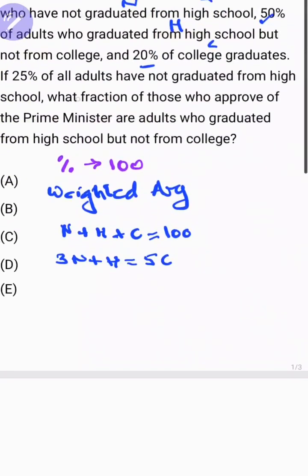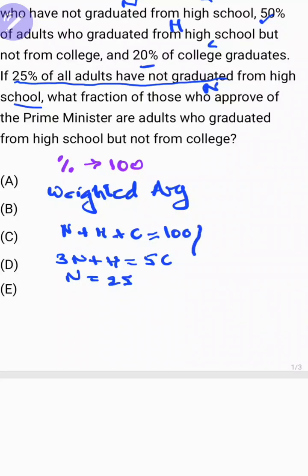Now, we're also given that 25% of all adults have not graduated from high school. So this is nothing but they've given the value of N. So N is equal to 25. So when you solve these 3 equations, you have N is equal to 25. You also get C from this equation as 25. And when you substitute N and C as 25, this particular equation gives you H is equal to 50.